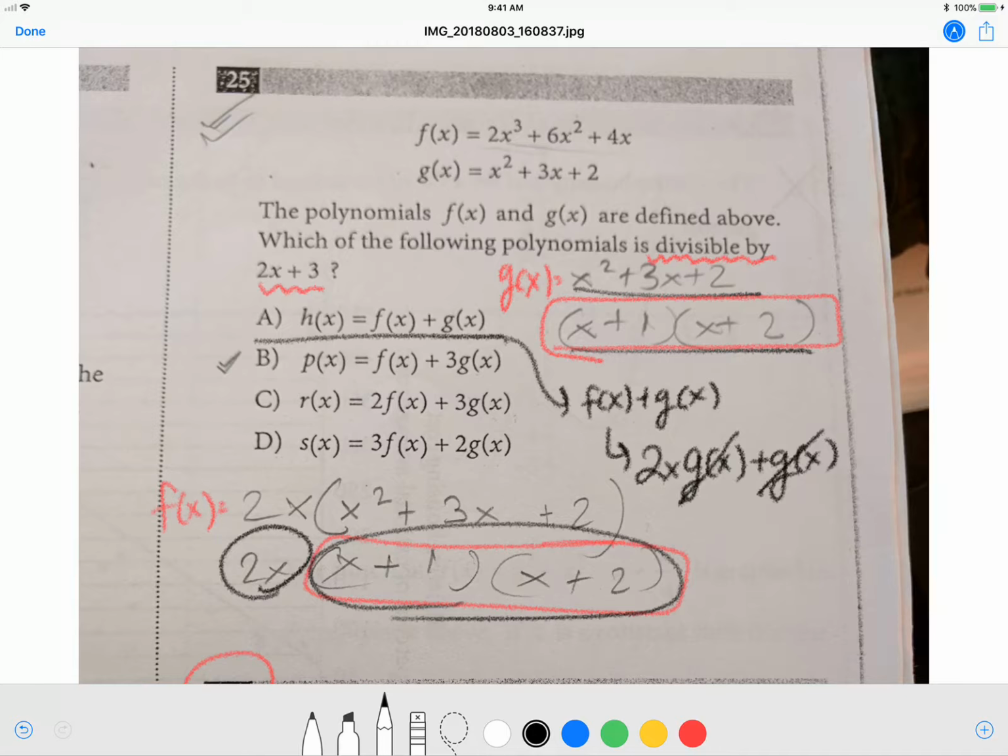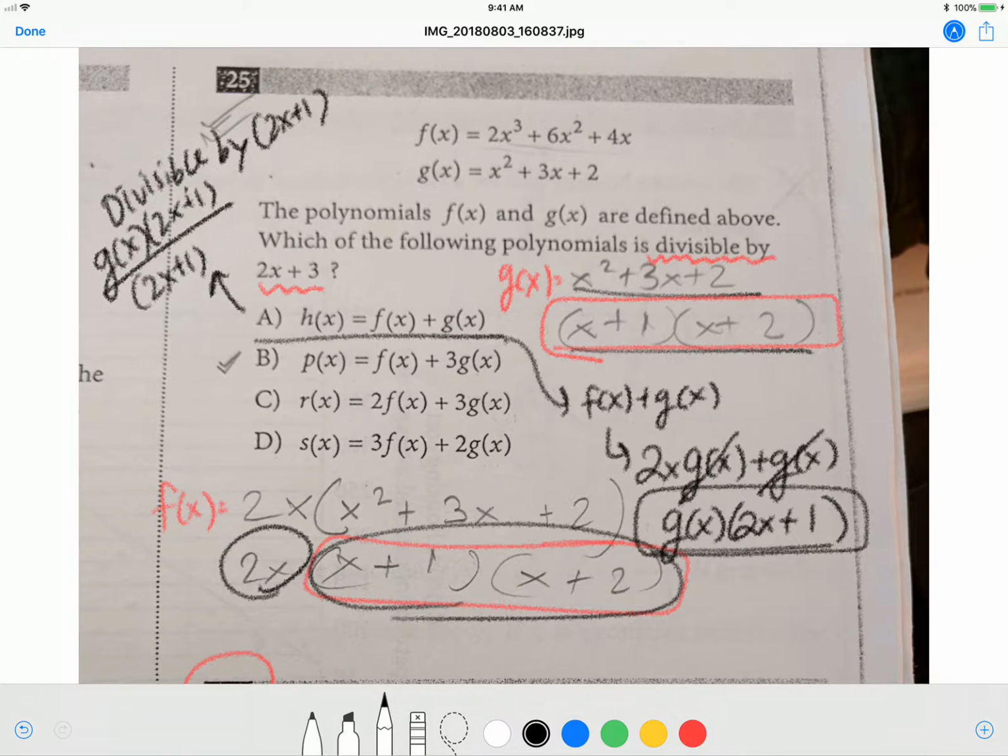And by factoring out a g of x from both sides like this, in the parentheses, I'll get 2x plus 1. So in this case, for answer choice A, you would say that that is divisible by g of x times 2x plus 1. Because if you take this function and divide by 2x plus 1, look at what happens. They cancel out. So this is not going to be the answer choice that I'm looking for because I want to look for plus 3.